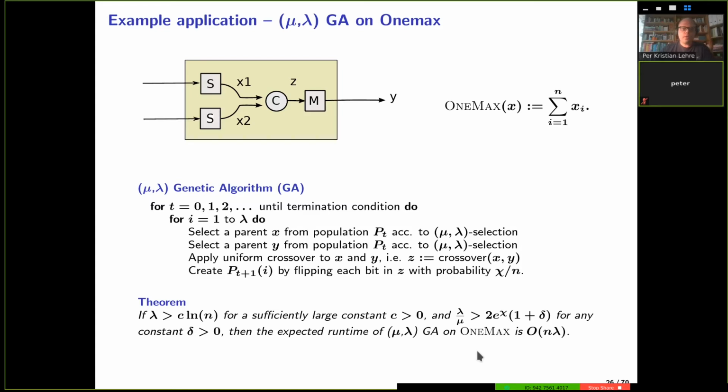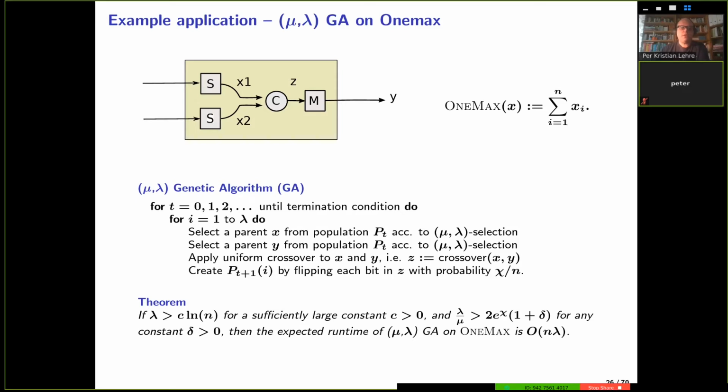Let's now try to apply the level-based theorem to a very concrete example. We have an algorithm which we call the (mu, lambda) genetic algorithm. In each generation, to produce an offspring Y, it selects two parents uniformly at random among the mu fittest individuals in the population. We have a population size of lambda, and among the mu fittest individuals we choose an individual uniformly at random. To select two parents, we choose two such parents, and then we use uniform crossover.